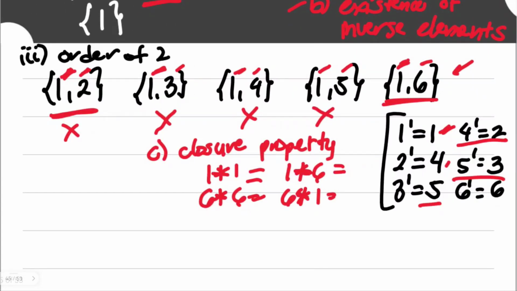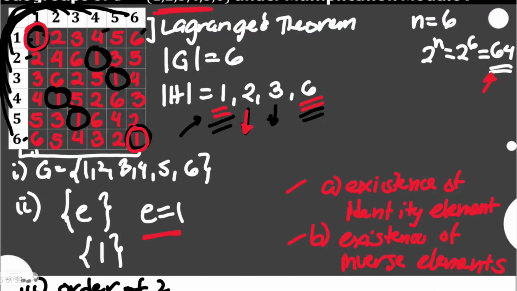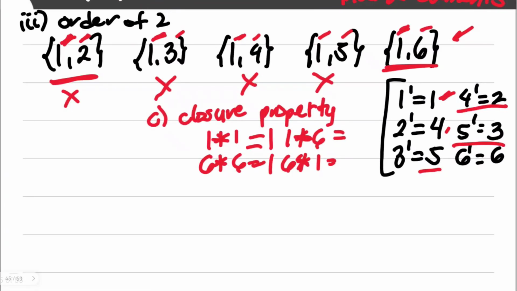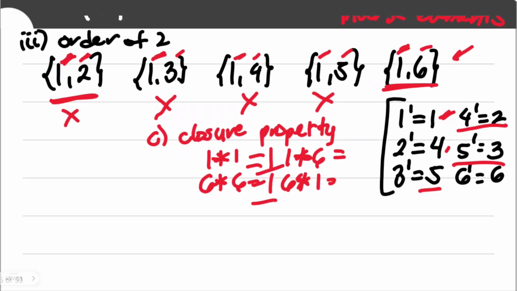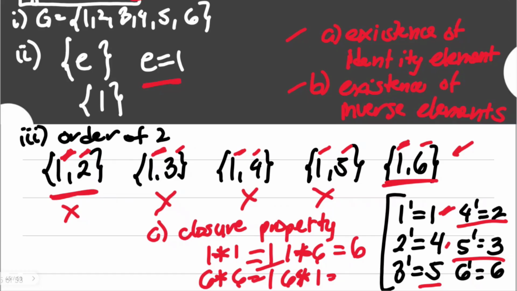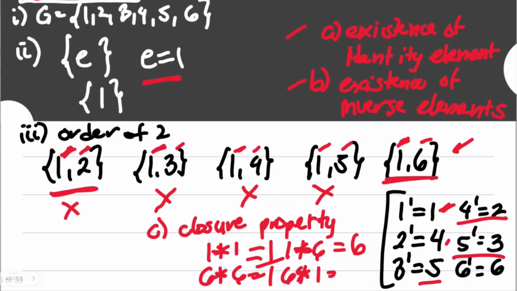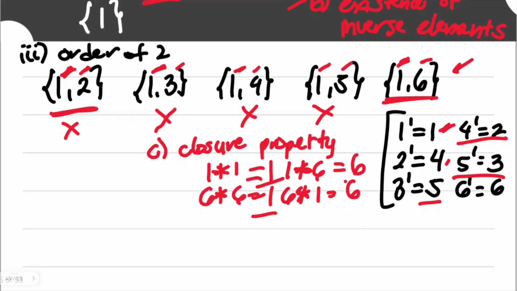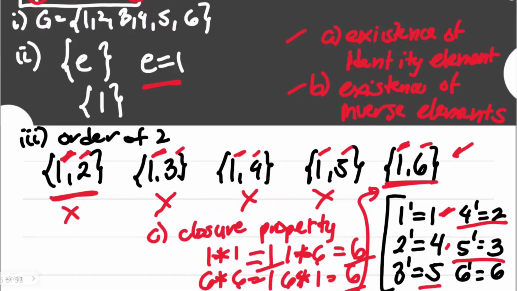So in our Cayley table, you have here 1 star 1 is actually 1. 6 star 6 is actually 1. How about 1 star 6? 1 star 6 is 6. And then you have 6 star 1 is also 6. We can see that the results are either 1 or 6. They're all elements of that. So aside from it containing the identity element and the inverses of the other, it's closed under the same operation using our Cayley table. So this is our subgroup of order 2.